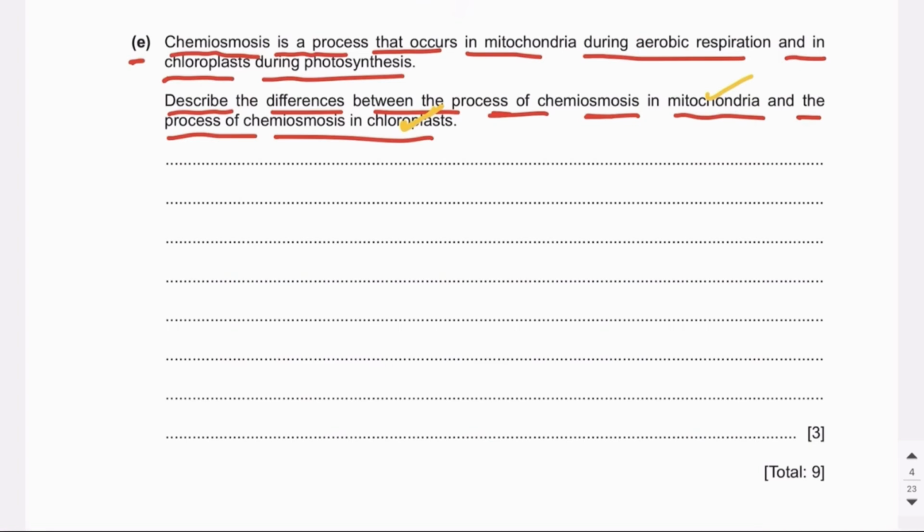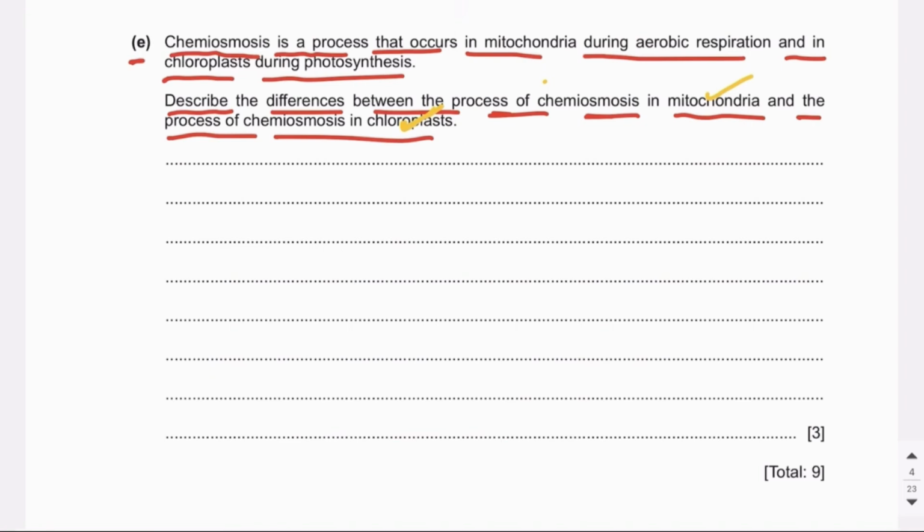So, guys, there are a lot of differences. We just need to write 3 points. So let's write them down. We can also say that chemiosmosis in mitochondria occurs in the inner membrane or cristae, whereas chemiosmosis in chloroplast occurs in the thylakoid membrane, right, or the membrane of the grana.